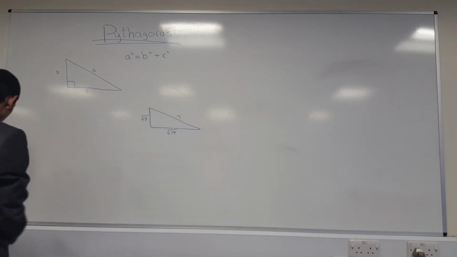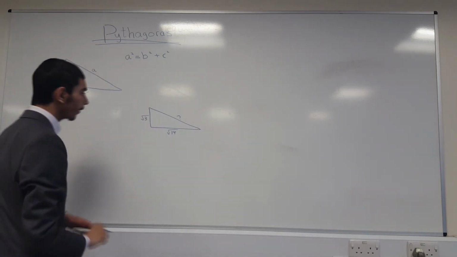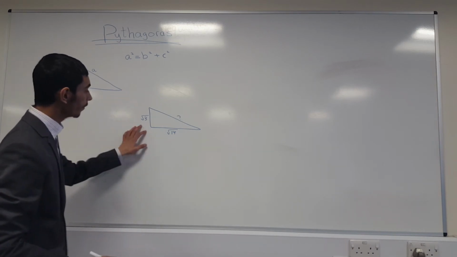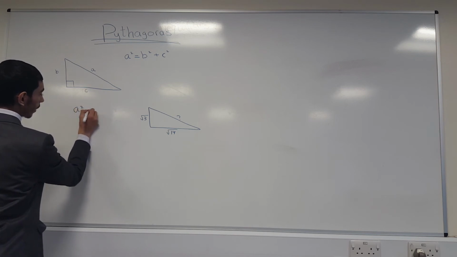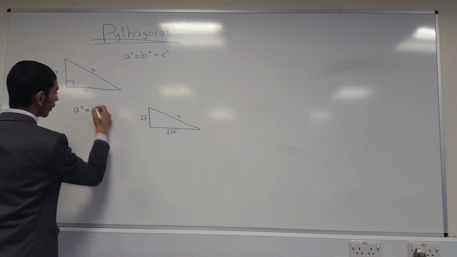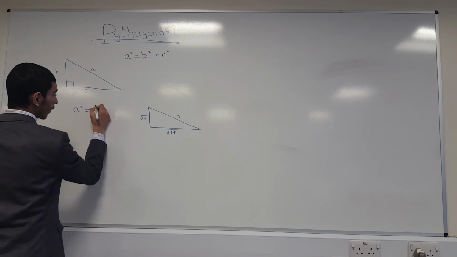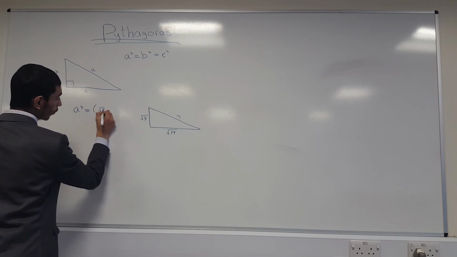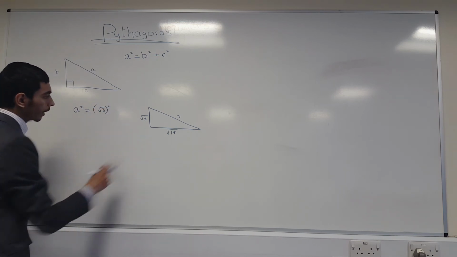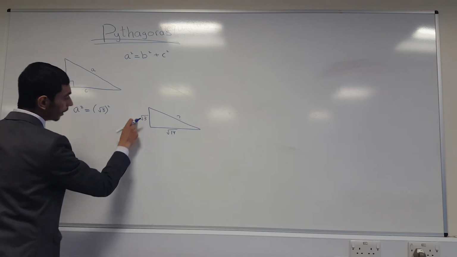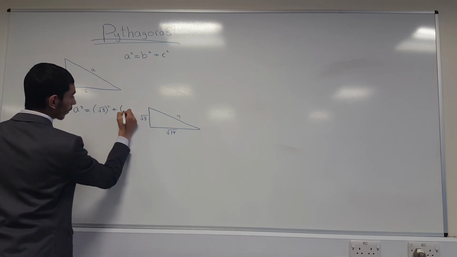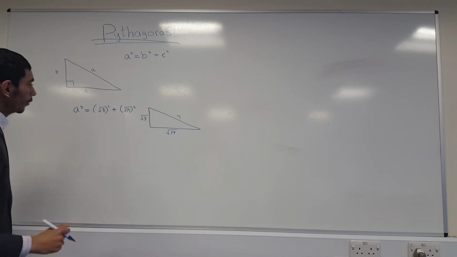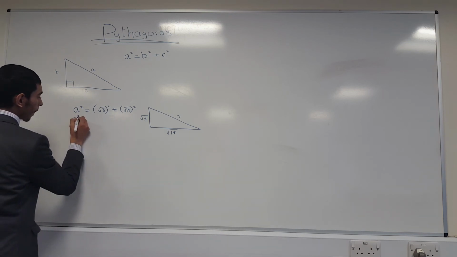So again, this is not something huge to worry about. You just apply the numbers that you've been given into the equation. So again, setting it out in the same way, a squared equals b squared. Now in this case, because it's root 3, I'm going to put it in brackets: root 3 squared plus c squared, which is root 14 squared. And you just simplify that now.